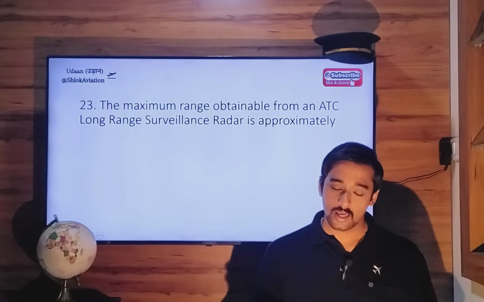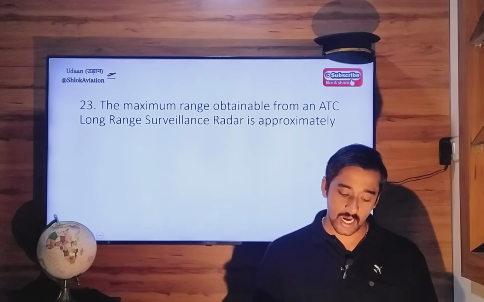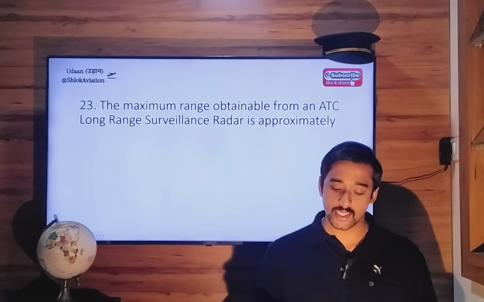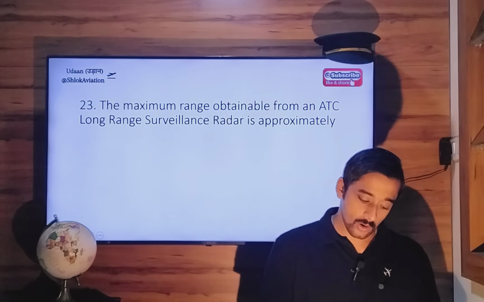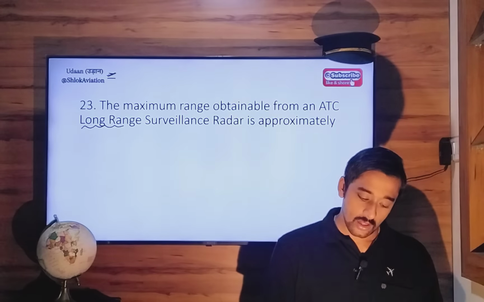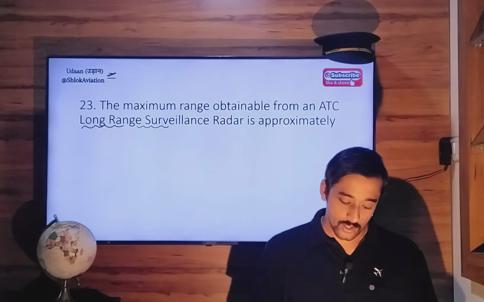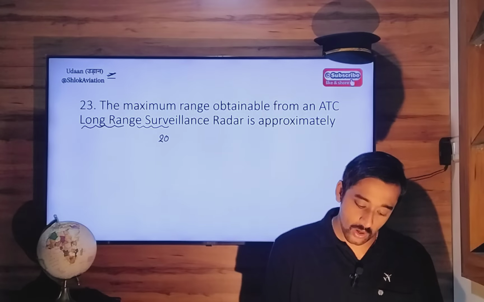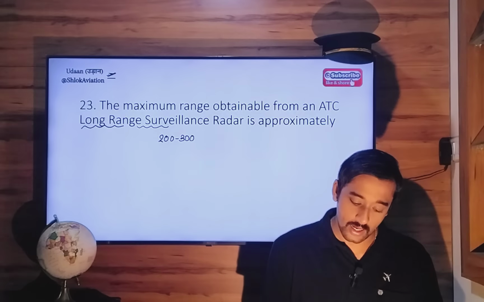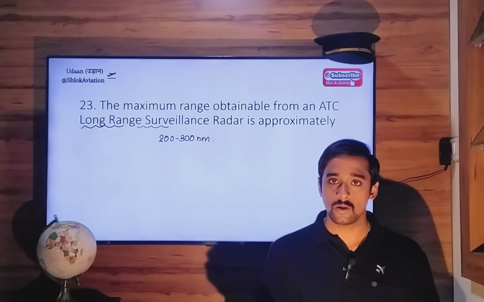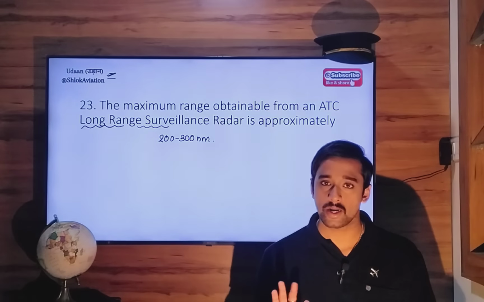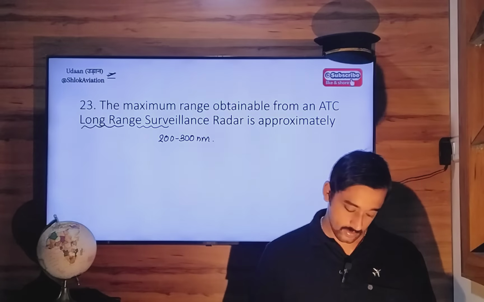Question 23. The maximum range obtainable from an ATC long range surveillance radar is approximately how much? Of the options listed, long range surveillance radar means they are talking about area surveillance radar. So the maximum range is 200 to 300 nautical miles, as given in the Oxford textbook.